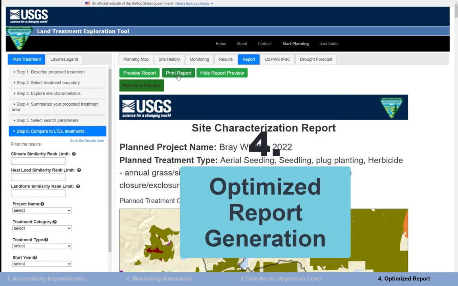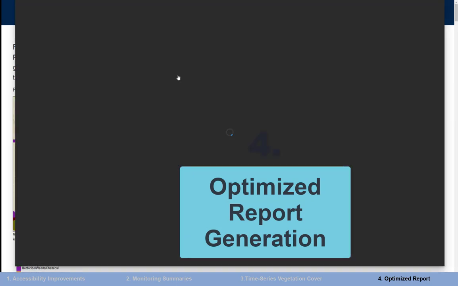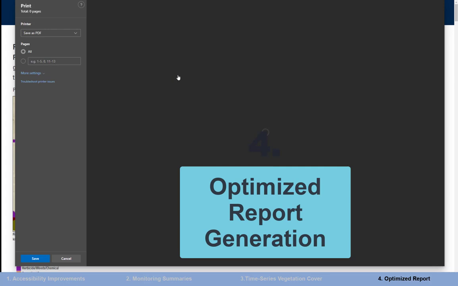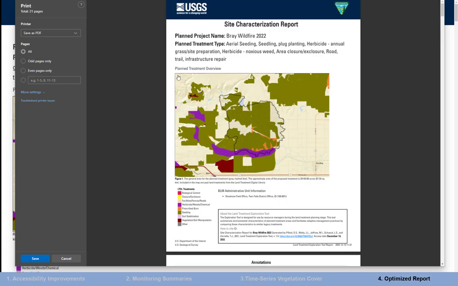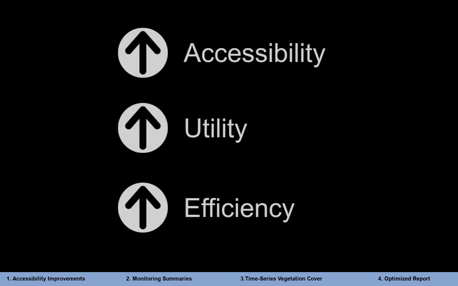The last update is an improvement to the report generation feature. Now, when the print report is clicked from the Report tab, the report opens the Print to PDF window nearly instantly. Together, these updates greatly expand the accessibility, utility, and efficiency of the Land Treatment Exploration tool.